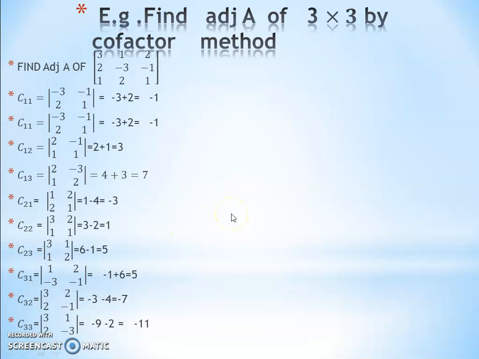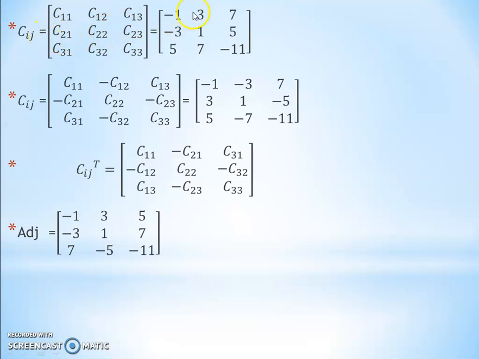So we derive C11, C12, C13, C21, C22, C23, C31, C32, C33. It looks like this. I allotted C11, C12, C13, C21, C22, C23, C31, C32, C33. Now the values are minus 1, 3, 7, minus 3, 1, 5, 5, 7, minus 11.